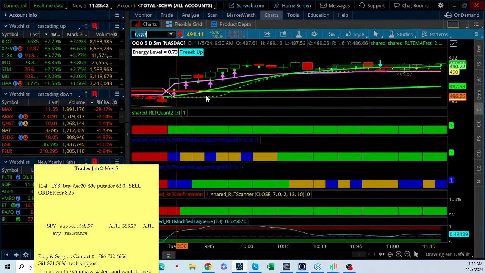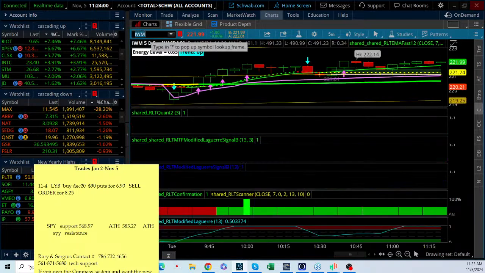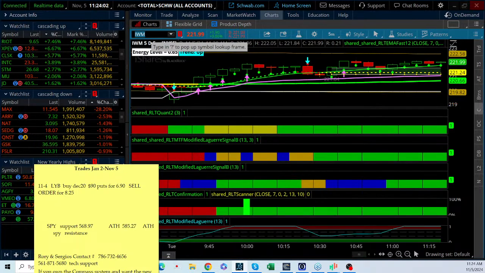But look at how small these candles are. I mean, this is really, really slow action here. Very small candles. Not conducive to any kind of size on trades or even taking trades for that matter. Again, I did take a quick IWM trade, but just made 10 cents on it, which was fine. Kind of what I was expecting.